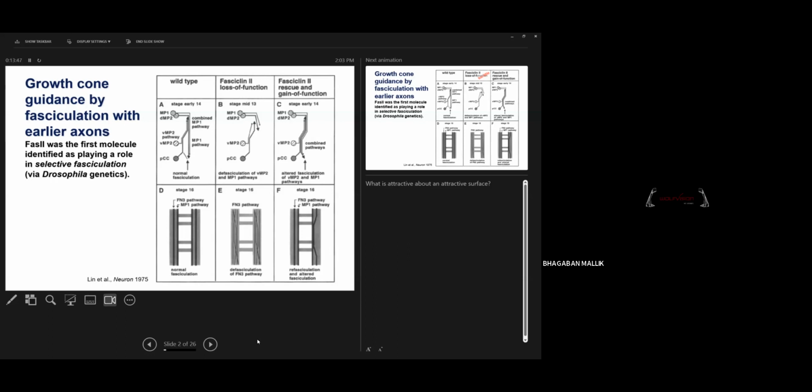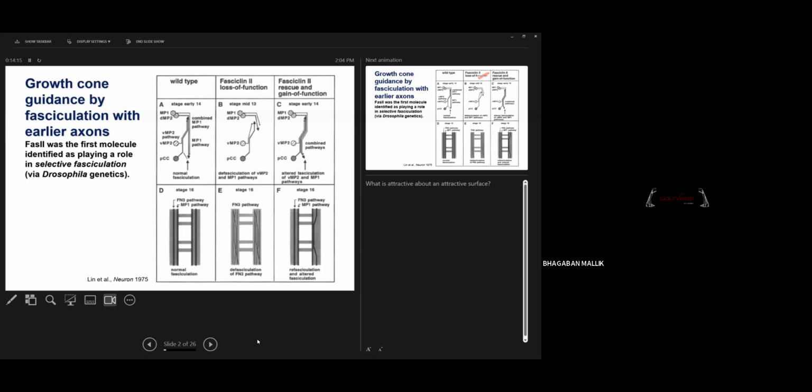Here they have done 3 sets of experiments. This is the wild type. Then you have the fasciculin 2 loss of function mutant. Then this is the rescue, or the fasciculin 2 gain of function. Gain of function means they have overexpressed fasciculin 2. And rescue means they have the mutant and they have overexpressed the transgene in this mutant background. They call this a rescue construct. So we'll go one by one.